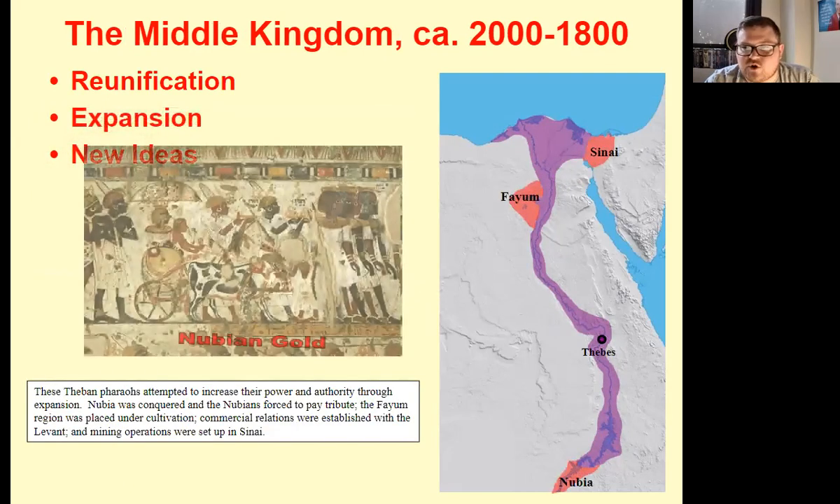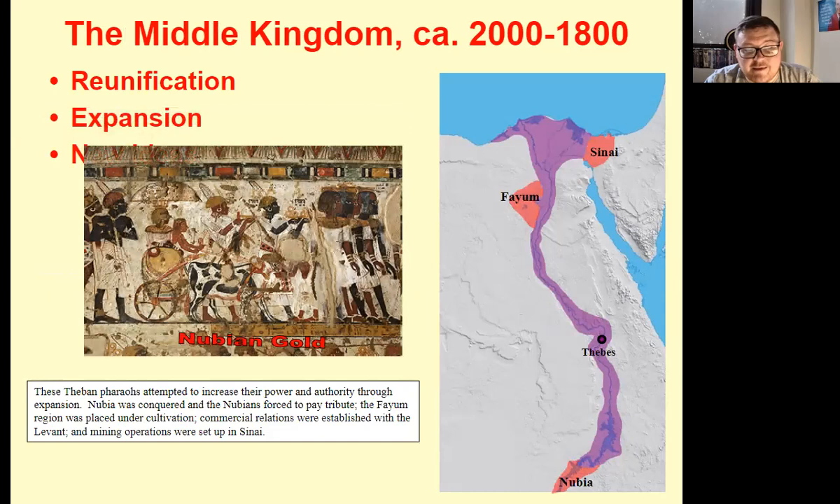So then we have expansion and we have new ideas. These Theban pharaohs attempted to increase their power and authority through expansion. Nubia was conquered in the south, and the Nubians were forced to pay tribute, and the Fayum region was placed under cultivation. Commercial relations were established with the Levant, and mining operations were set up in the Sinai Peninsula.